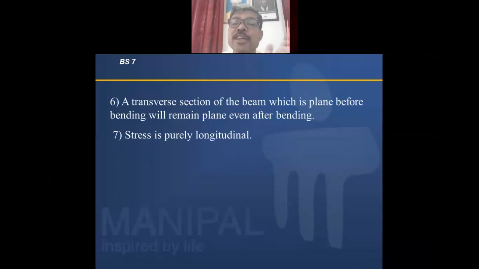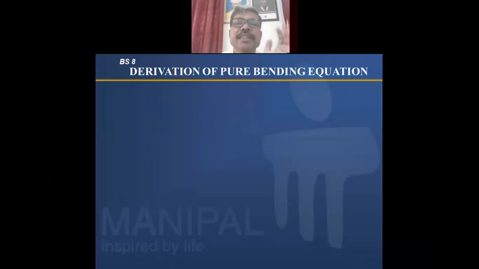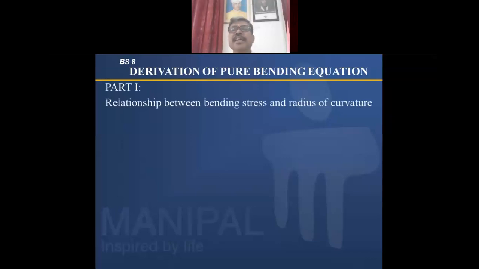Stresses are purely longitudinal. The stresses developed are purely longitudinal. Then the derivation. This derivation is likely to be asked because I have seen many papers of autonomous institutes as well as university, and of course for competitive exams also, these assumptions are very important. So kindly pay attention to this part 1. Relationship between bending stress and radius of curvature. What is that relation that we are going to see now?